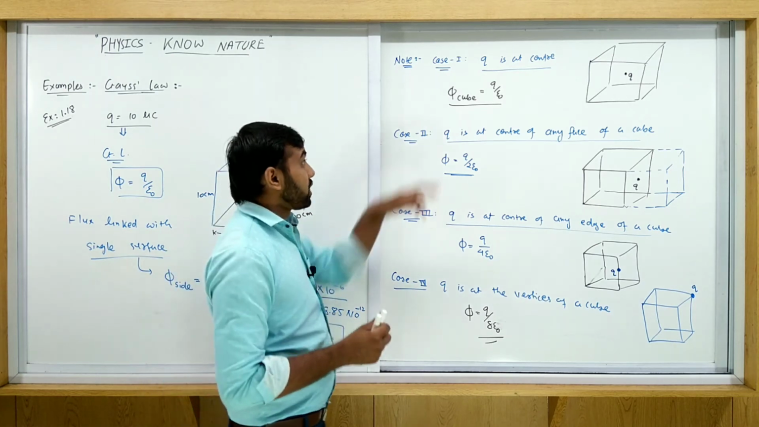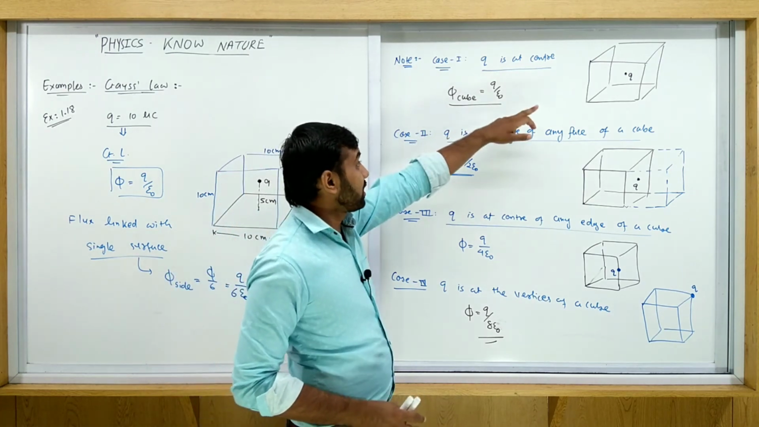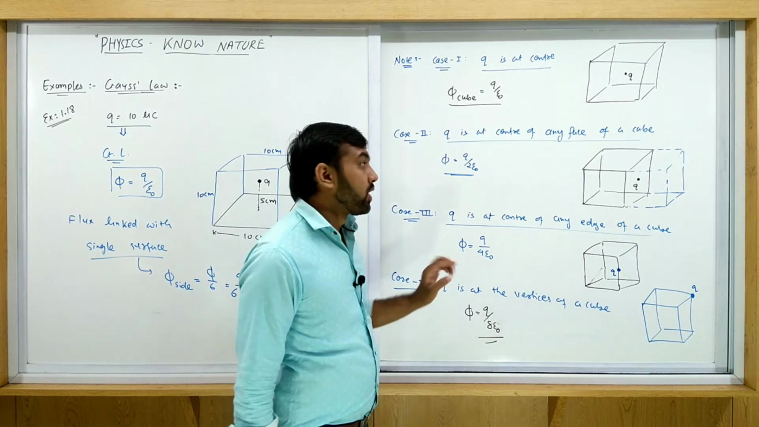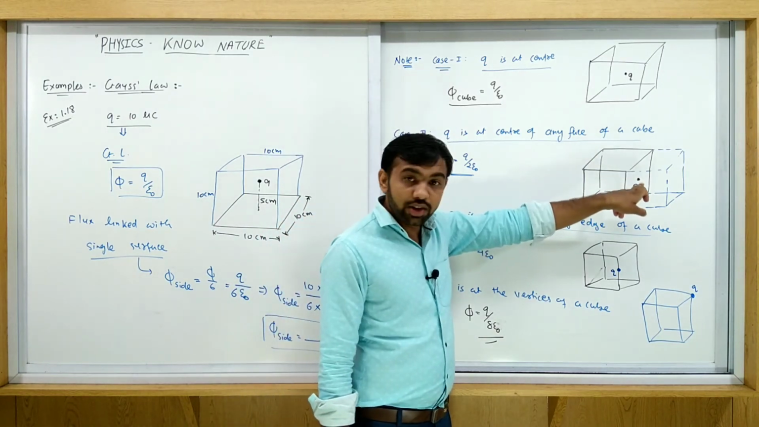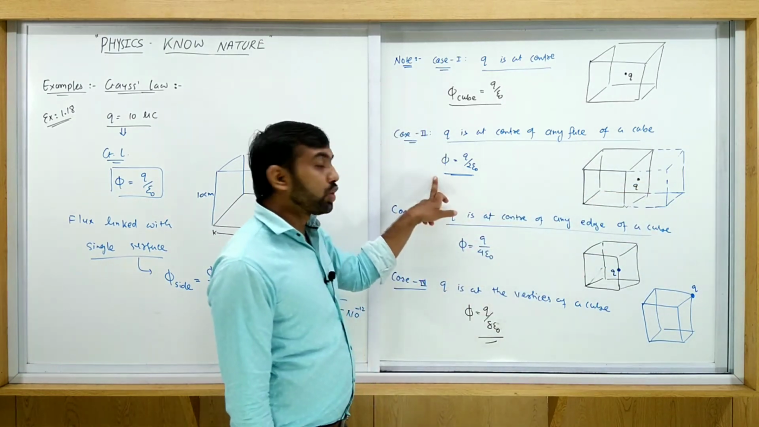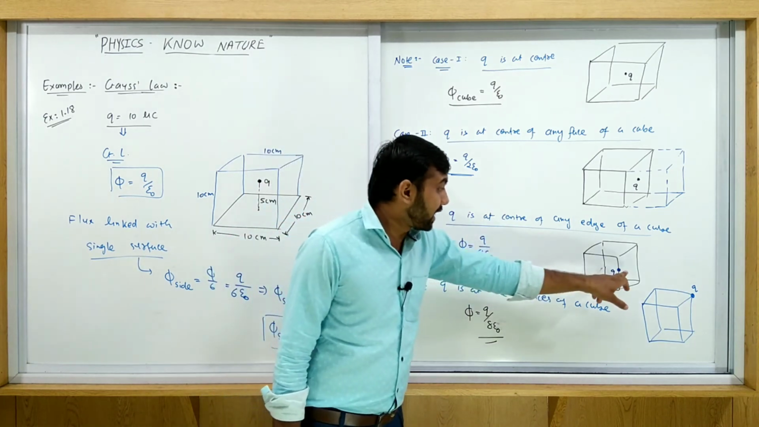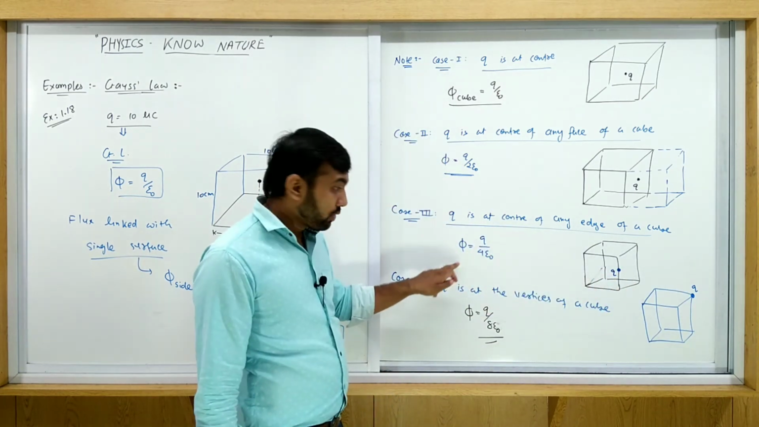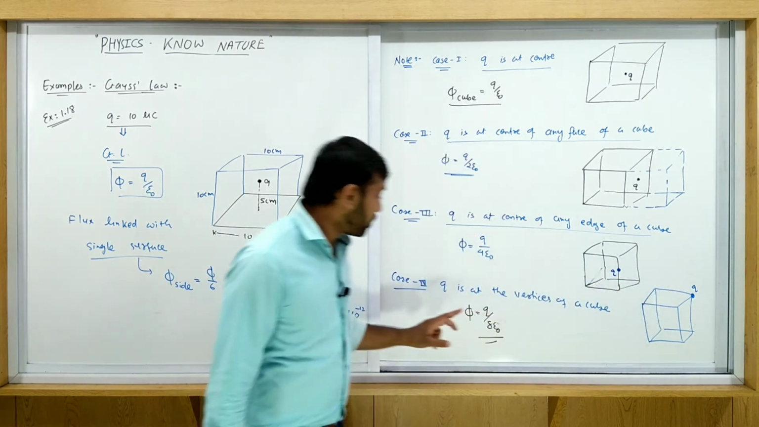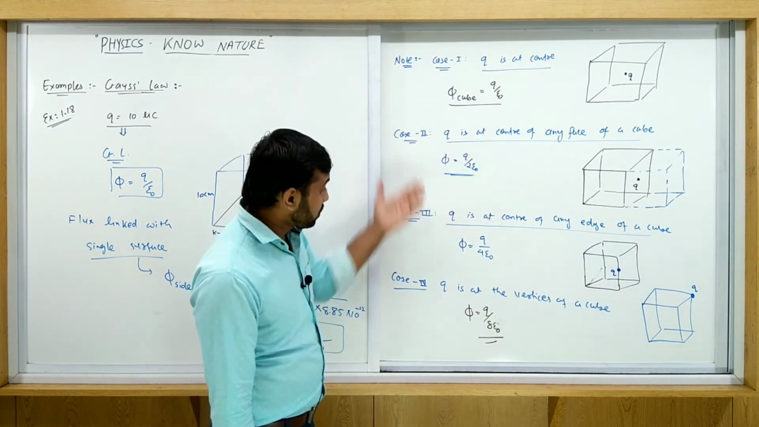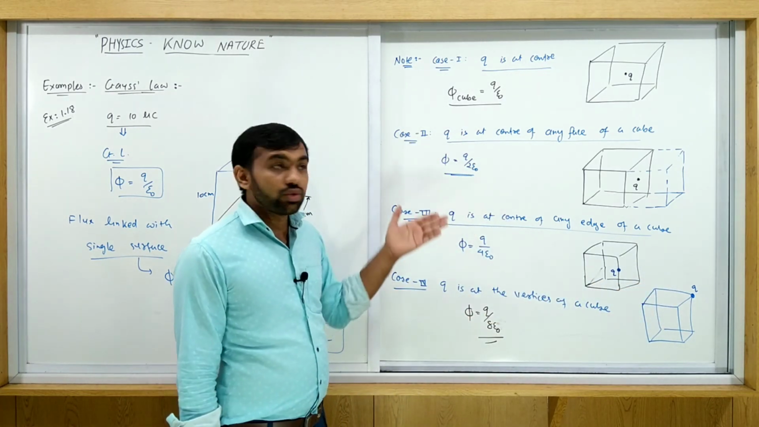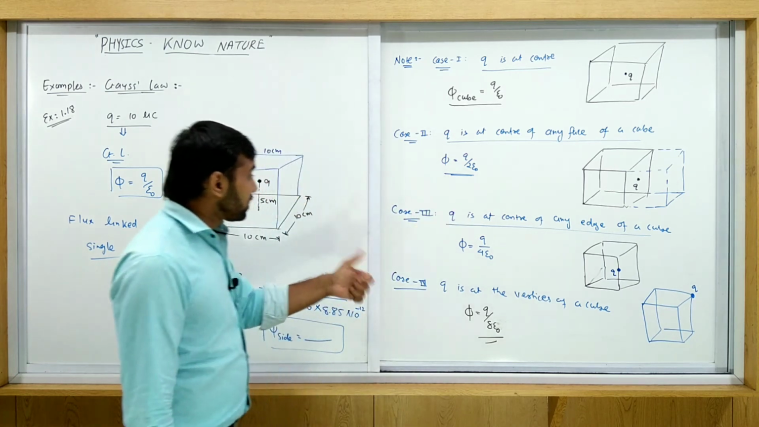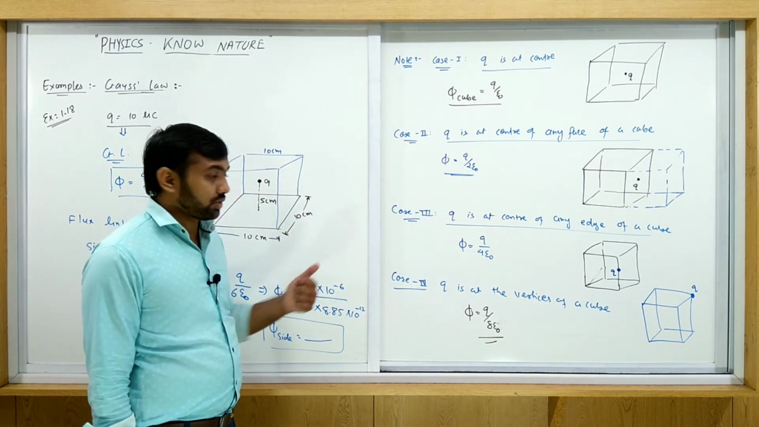Okay, so if q is at the center of a cube, the flux linked with the cube is q upon epsilon naught. If it is at the center of a face of a cube, then q upon 2. If it is at the center of an edge, q upon 4. If it is at a vertex, q upon 8. So these are the different cases in which we get the answer. Okay, all of you guys note this in your books, then after we go to the next one. Note it.